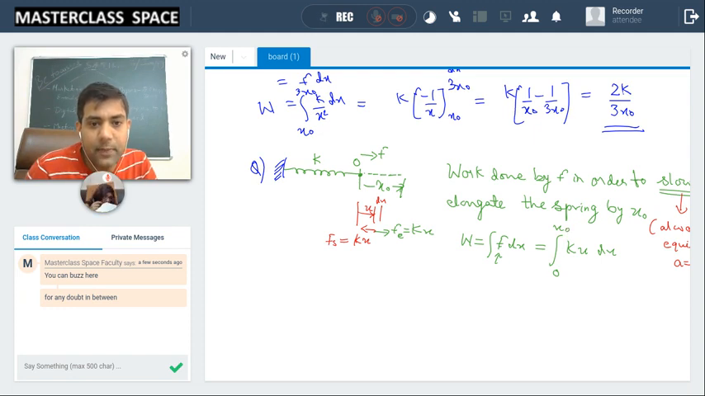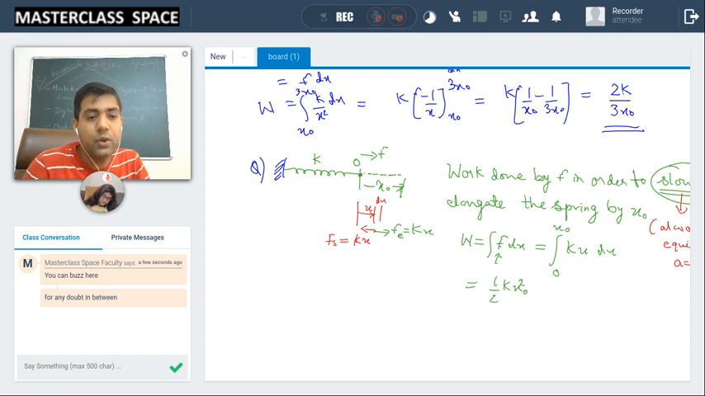This is the work done by the external agent in pulling a spring slowly. This is very important. So integrating kx dx, that's going to be kx square by 2. So the answer is going to be 1 by 2 kx naught square. I was writing x naught. So that's how you get to know the work done by the external agent.